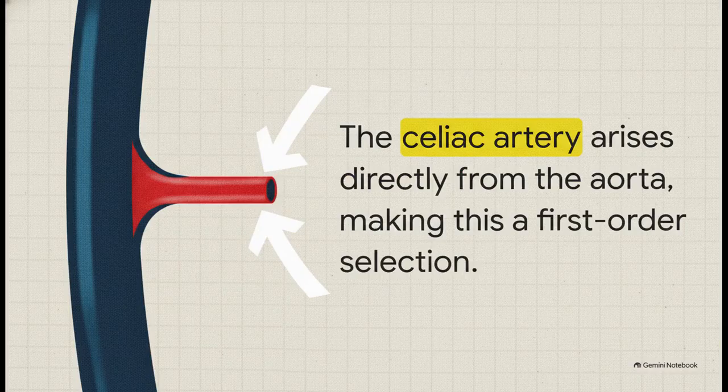And this brilliantly illustrates our final conclusion. The anatomy gives us the answer. The celiac artery is one of those major vessels that arises directly from the aorta. Because it branches right off the main trunk with no intermediate turns or intermediate vessels, placing a catheter into it perfectly matches the definition of a first-order selection. There's no guessing required when you just know the anatomy.